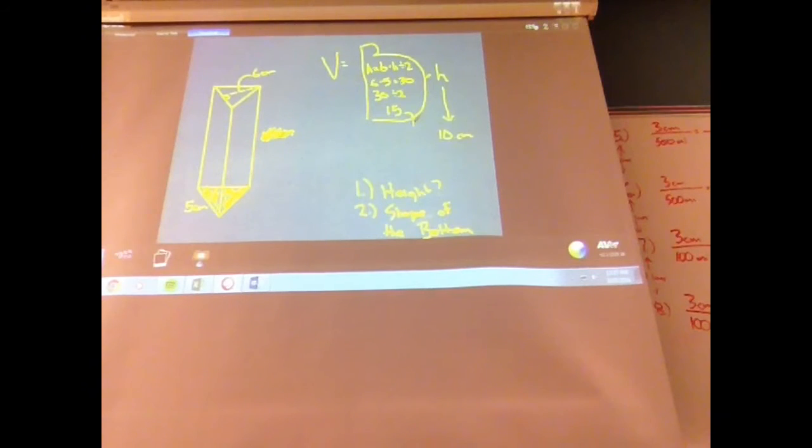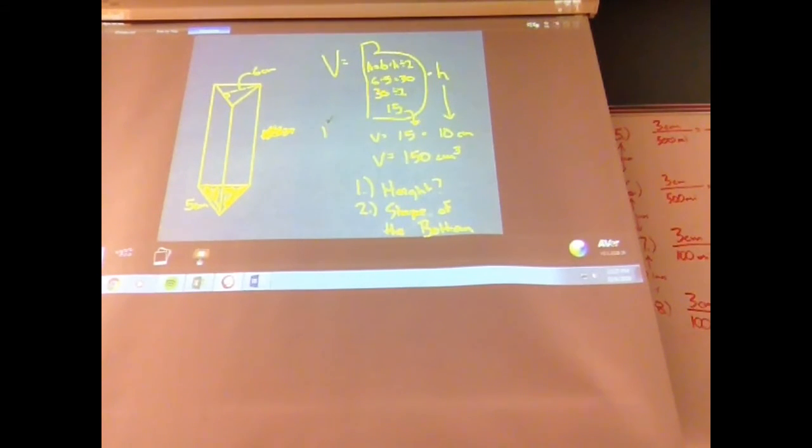Now that 15 is going to go down here, and I'm going to go ahead and multiply 15 times 10 for my volume. When I do that, I get a volume of 150 centimeters cubed. Okay, and once again, what that means is that if I have a bunch of cubes that are 1 centimeter by 1 centimeter by 1 centimeter, I'm going to need 150 of them to fill the volume, to fill the space inside this triangular prism.